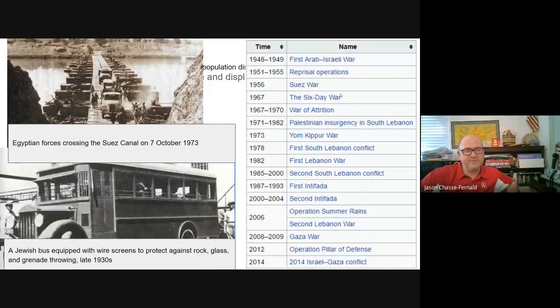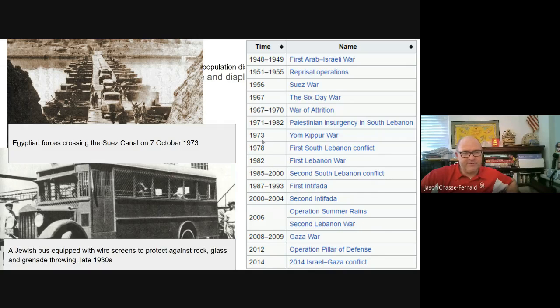So, the Suez War, which is more Israeli aggression, the 6-Day War, the Yom Kippur War. In 73, 73 kind of marks a delineation in this conflict. And of course, after the talks in 79 as well.